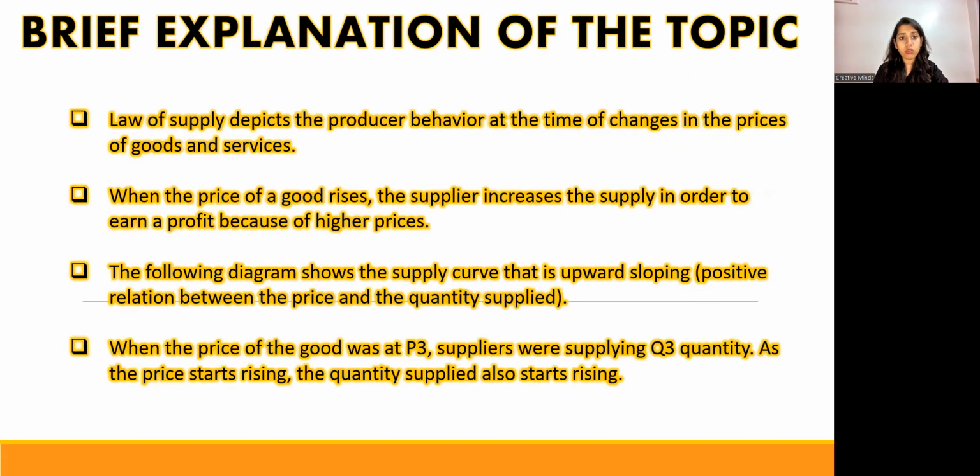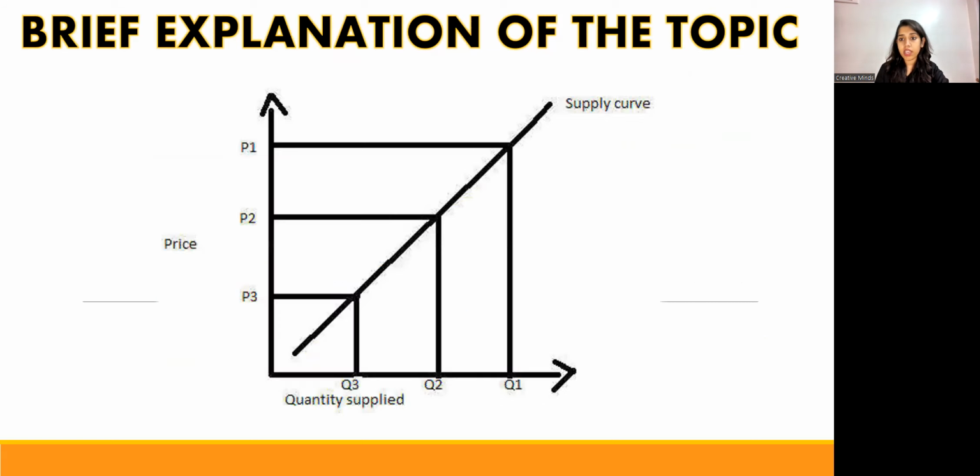Explanation of the topic. The law of supply shows the product behavior at the time of a change in the price of goods and services. So we can say that when the price of the goods increases, the supply also increases in order to earn profit because of the high prices. Following this is a diagram which helps us understand the law of supply better.